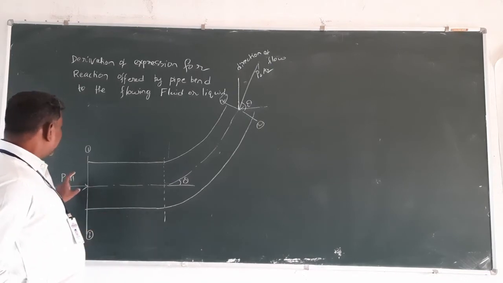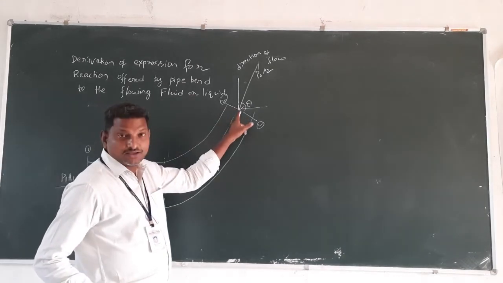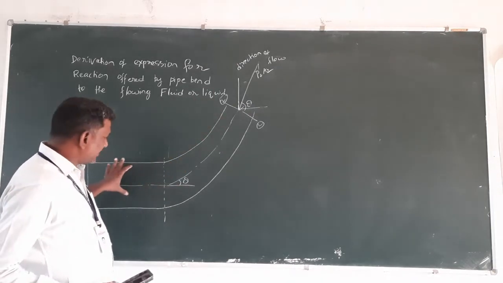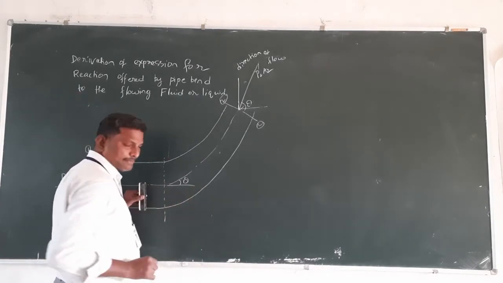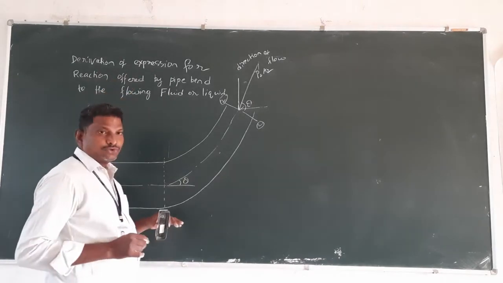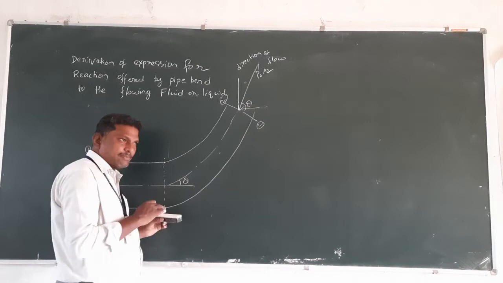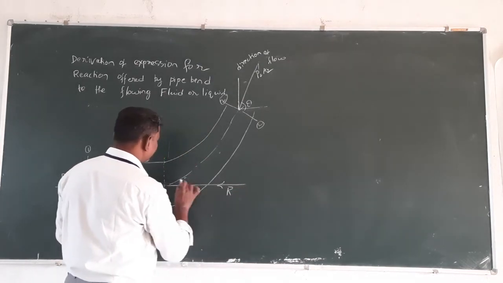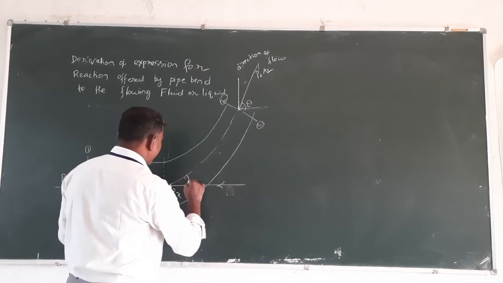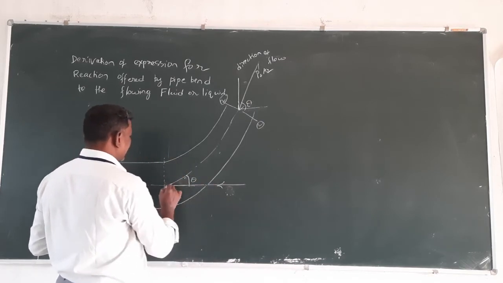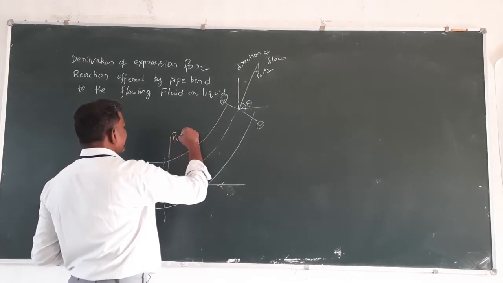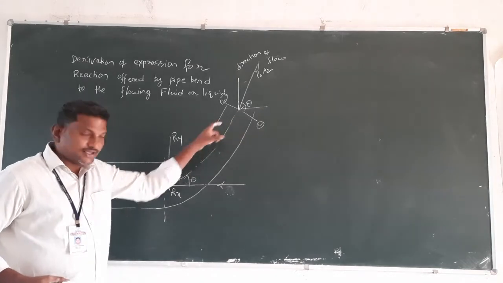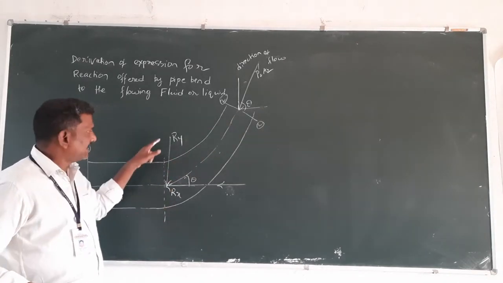Here we have to consider the forces acting in the direction of the horizontal. So here is a pipe bend. What is our aim? To derive the expression for reaction offered by the pipe bend. So this is the reaction Rx direction, and this is the Ry direction. Being inclined, the reaction will have a horizontal component as well as a vertical component.